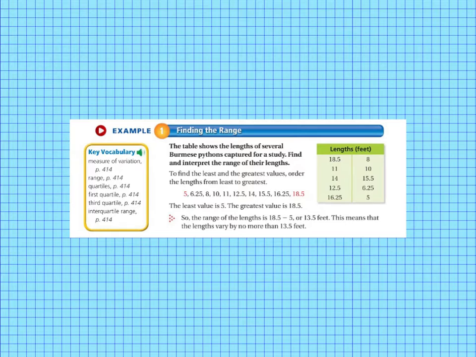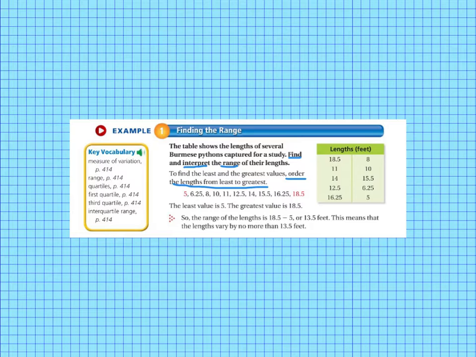Let's start with example 1, finding the range. The table shows the lengths of several Burmese pythons captured for a study. Find and interpret the range of their lengths. So when it asks us to interpret something, that means we need to write a sentence about what the range means. To find the least and greatest values, we need to order the lengths from least to greatest. There is no shortcut. We have to actually put the values in order.